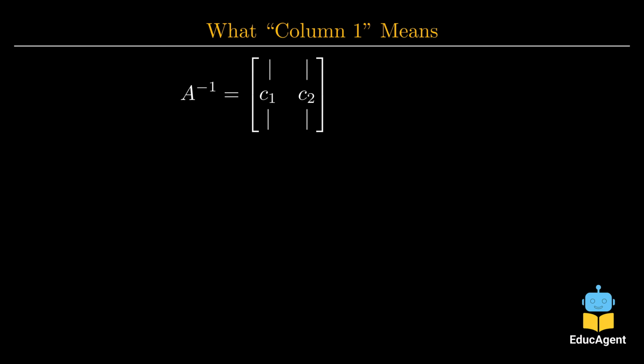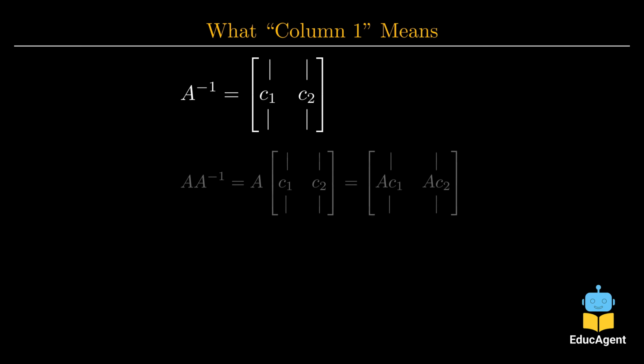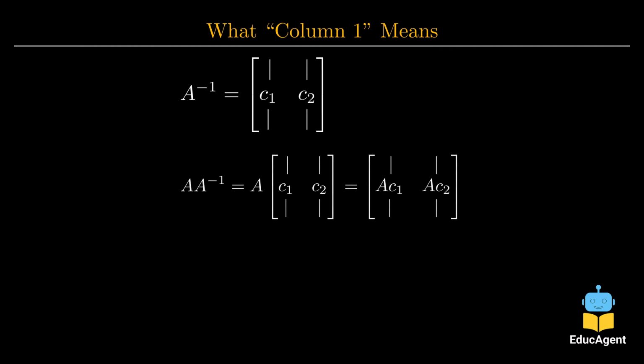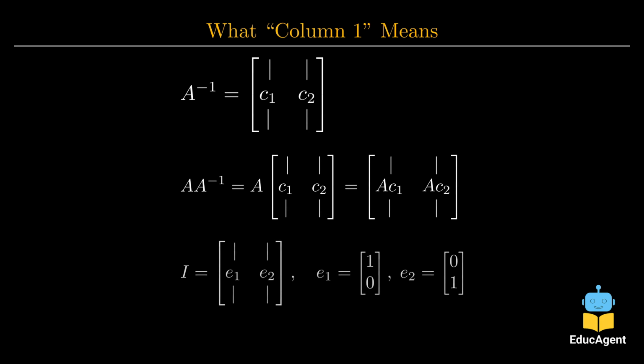As soon as we write the inverse by columns, multiplying by A just sends each column through A. So the product A A inverse has columns A c1 and A c2. The identity matrix also has a columns interpretation. Its first column is e1, second is e2. So, if an inverse exists, column 1 must solve A times c1 equals e1, and column 2 must solve A times c2 equals e2.